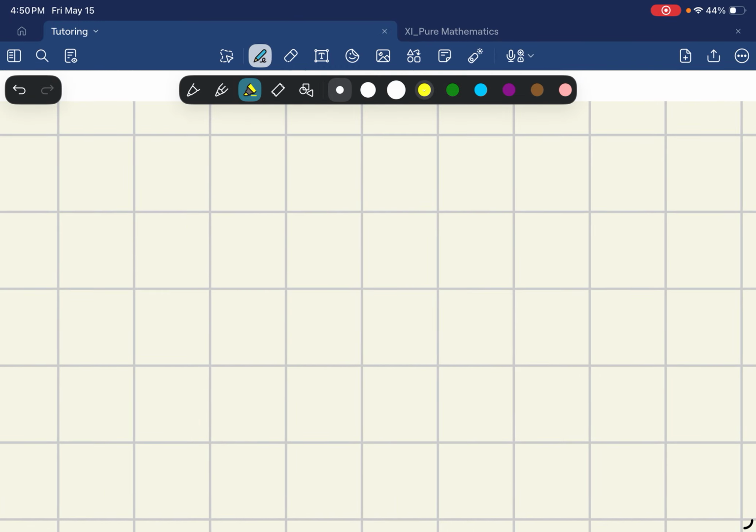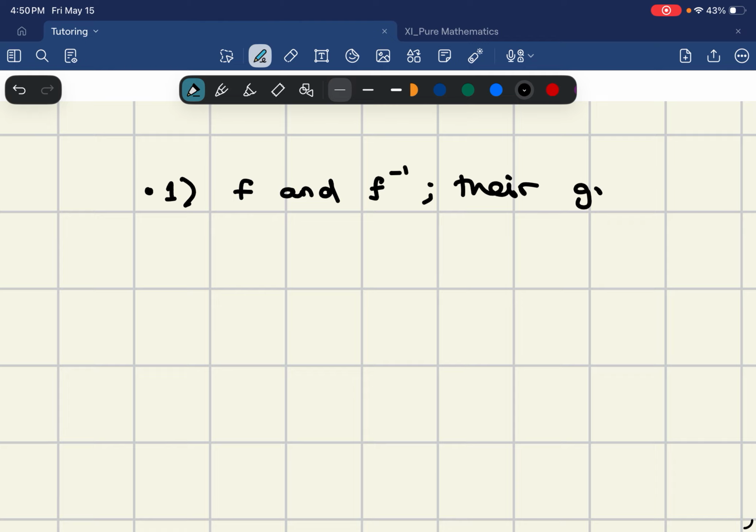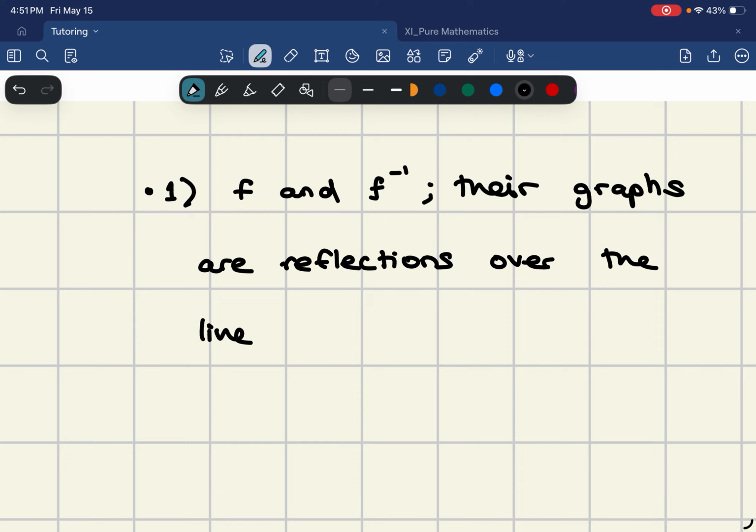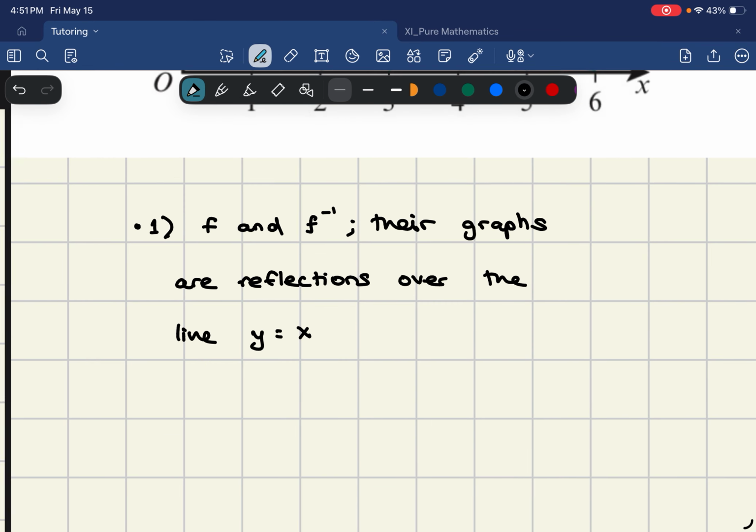So in this video, we're gonna look at the graph of a function and its inverse. There's two important points that you need to know. The first point is that if you look at the graphs of f and f inverse, their graphs are reflections over the line y is equal to x.